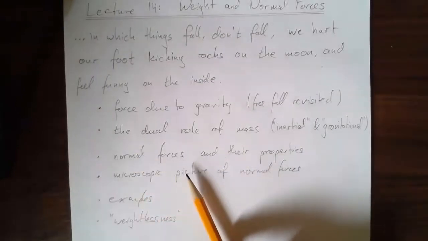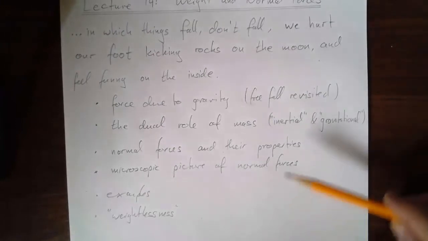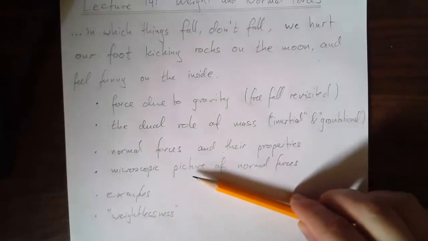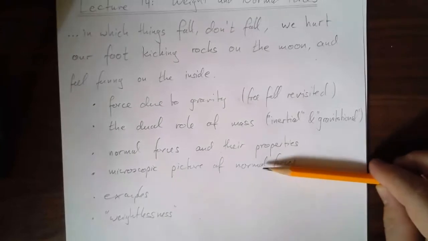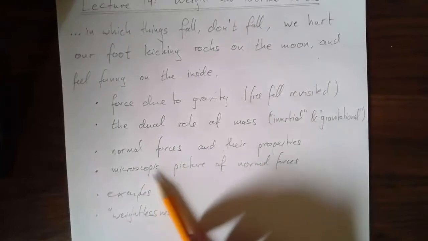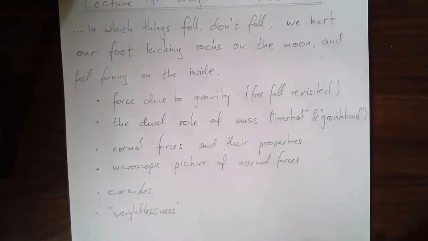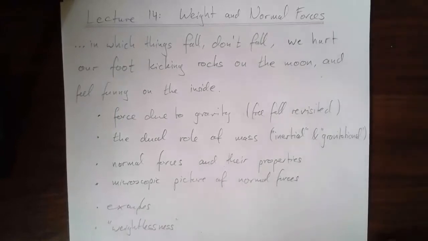We'll then talk about normal forces, what they are and their properties. They're very important. They're all around us. And we'll explain their properties by imagining to zoom in to the atomic level, the atomic structure of objects. It's going to be a bit rough. We're not going to be very careful here, but we're going to get the general gist of it. We'll look at some examples, of course, and finally, we're going to discuss what we mean by weightlessness. When you feel weightless, for example, what do you actually feel? Alright, so let's get started on those.